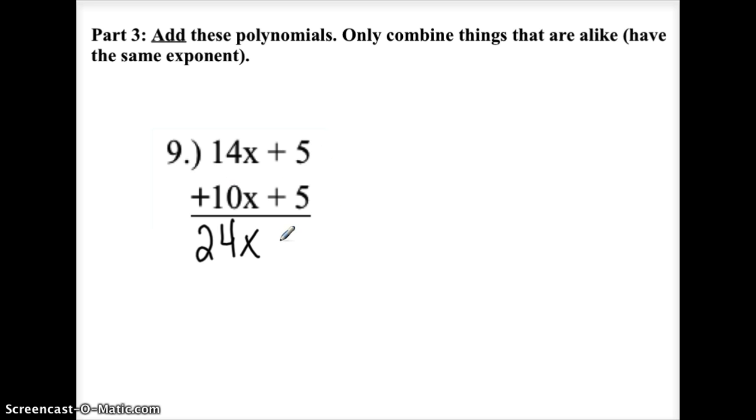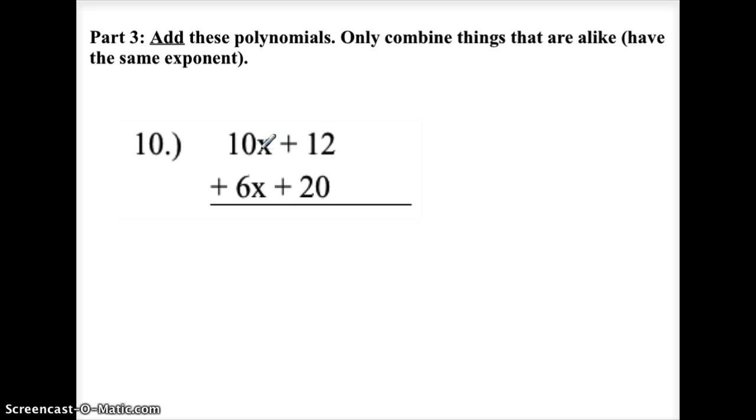And then obviously we have 5 plus 5, so we would have a plus 10. So this here would be my, whoops, I guess I didn't have it go all the way over. That could be misleading. This here would be my answer, 24x plus 10. Let's try another one. Again, they've got it stacked for us. So we've got 10x plus 6x, that would be 16x. A positive 12 plus a positive 20, that would be 32. All right, so there we would have our answer for adding.